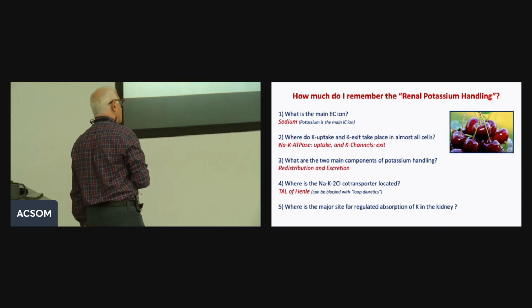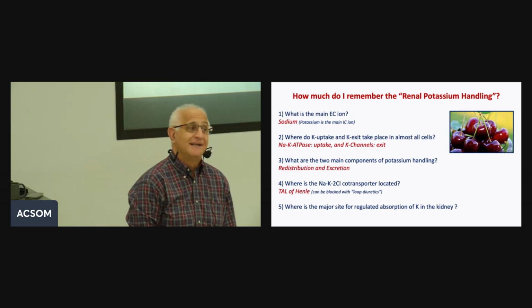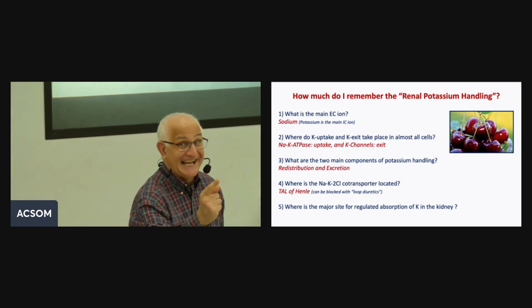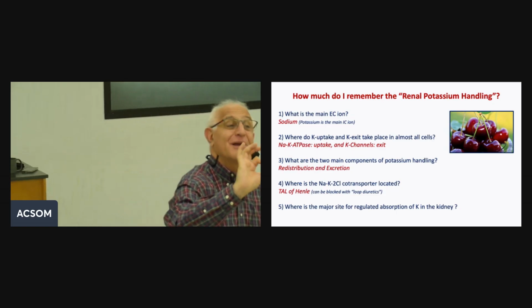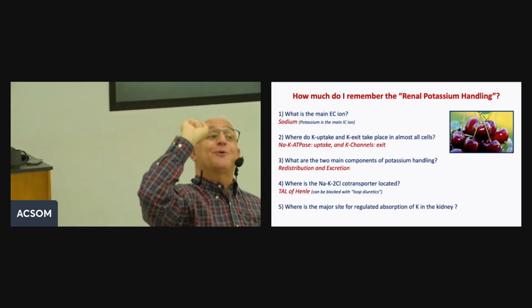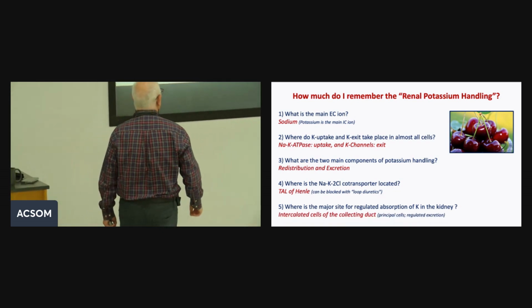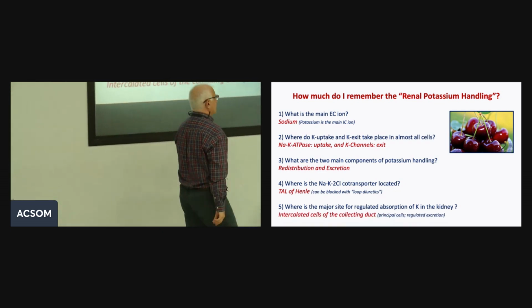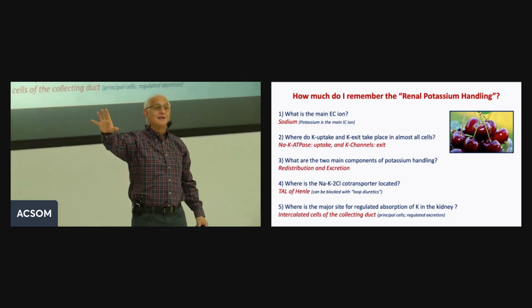And where is the major site for regulated absorption of potassium in the nephron? Yes, the thing is regulated. If I had not said regulated, it could be those three parts. But when I say where is the regulated part, I am looking at the intercalated cells of the collecting duct. The principal cells are regulated excretion. Do you remember that? Are we good?